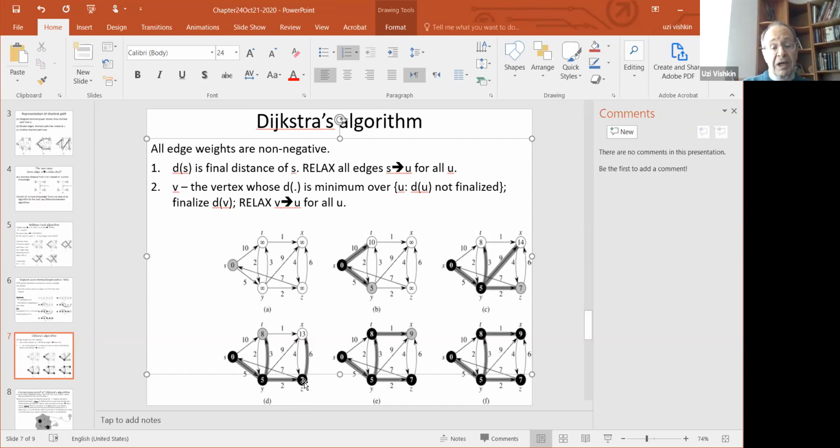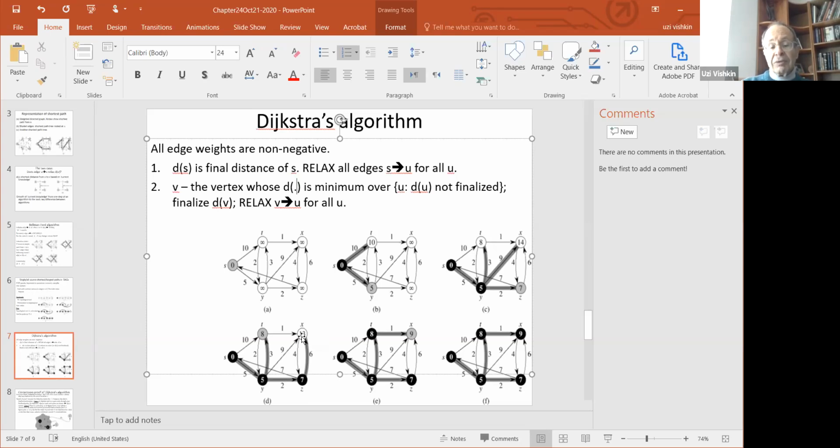And now we try to relax over all the edges that exit Z. So there is an edge leading to X, and this edge now will be 7 plus 6. So it offers 13. 13 is a better deal than 14, so we change the value to 13.